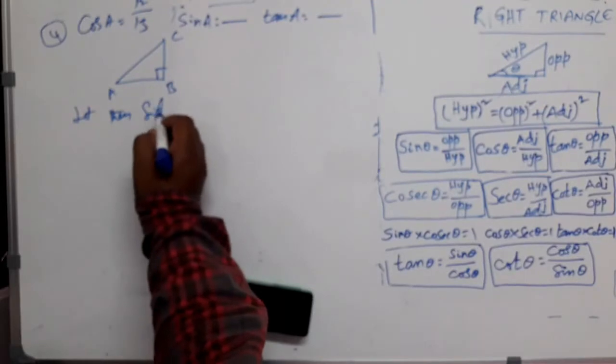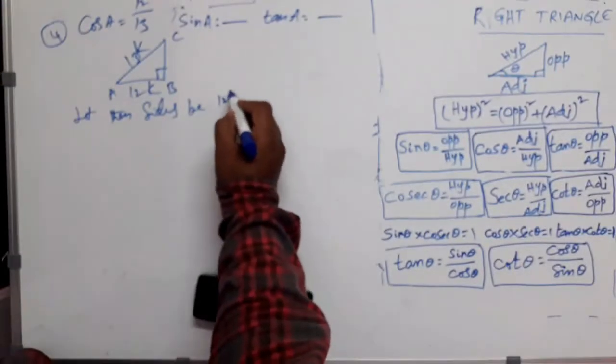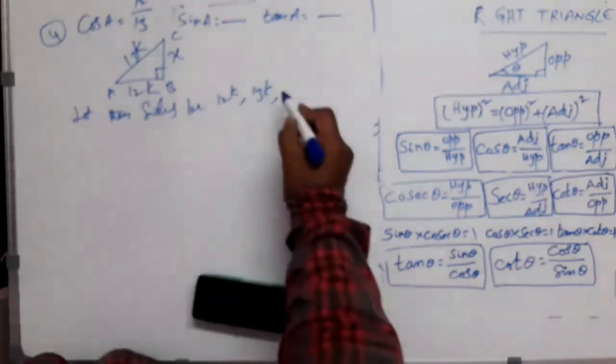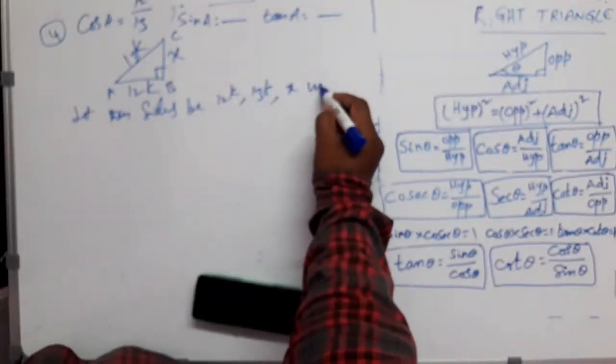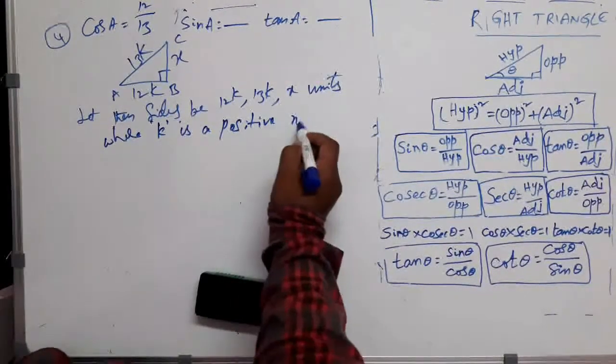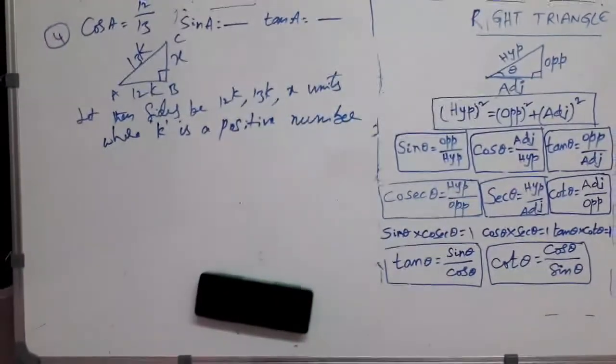Let the sides be, how can I take the sides to be 12k and this is 13k. So 12k, 13k, and let us take the other side to be x units, right? Where k is a positive number. We are supposed to write like this, right? k is a positive number.